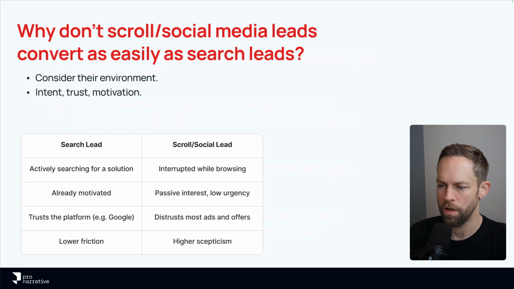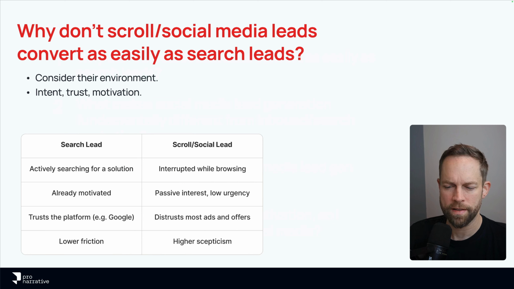They've gone there to relax, to escape the real world, to go brain dead for a while. They've had a big day. Get that dopamine hit from the stuff that we do and see on social media. So understanding the fundamentals of the difference between these two environments helps shape our response in changing the strategy for social media lead generation. So some of these other points here. A search lead is already motivated, whereas a scroll lead, their interest is very passive. There's low urgency. There's no urgency around engaging you straight away.